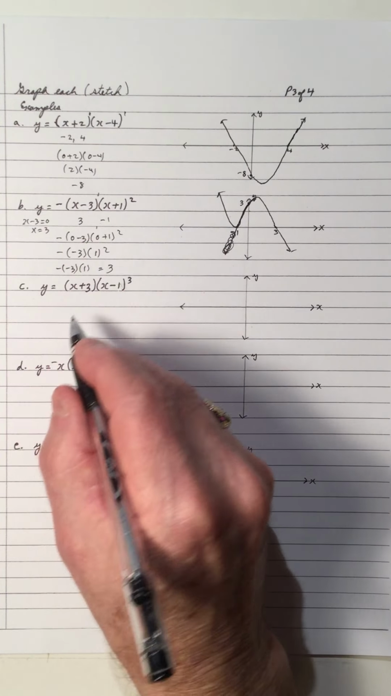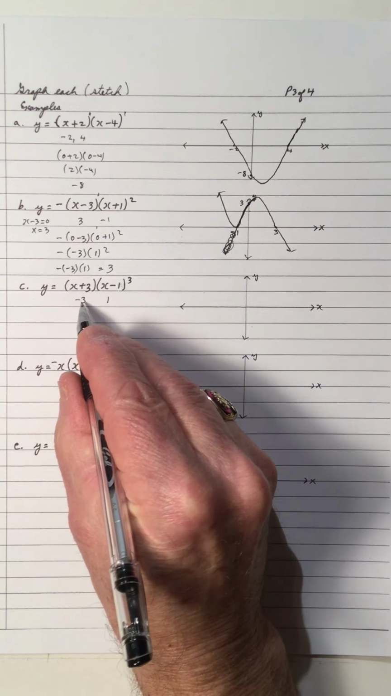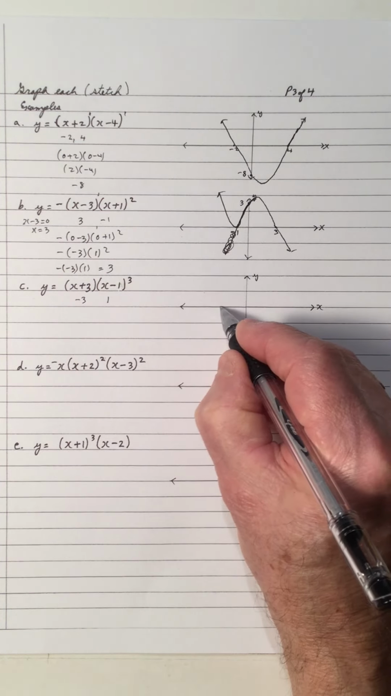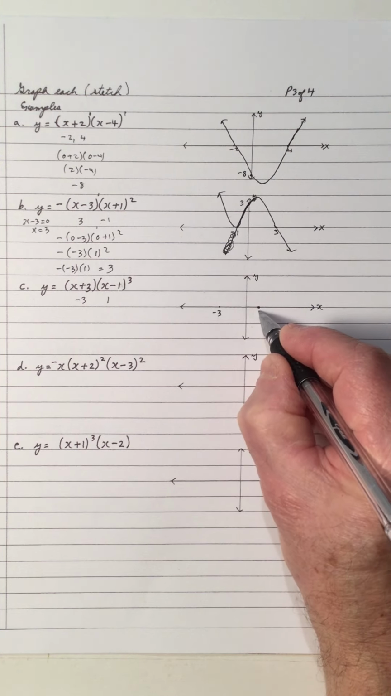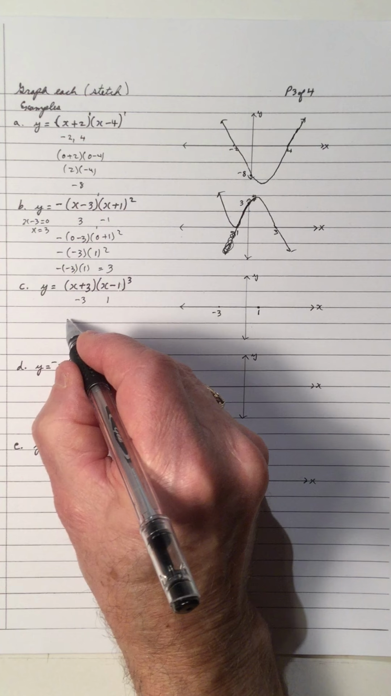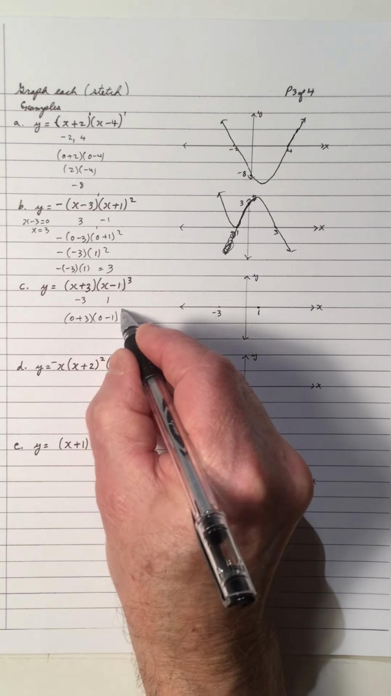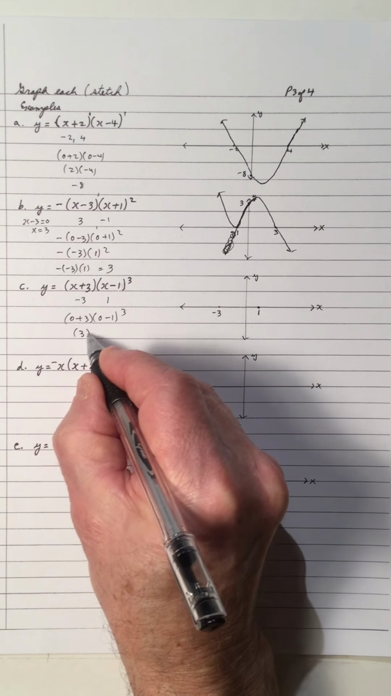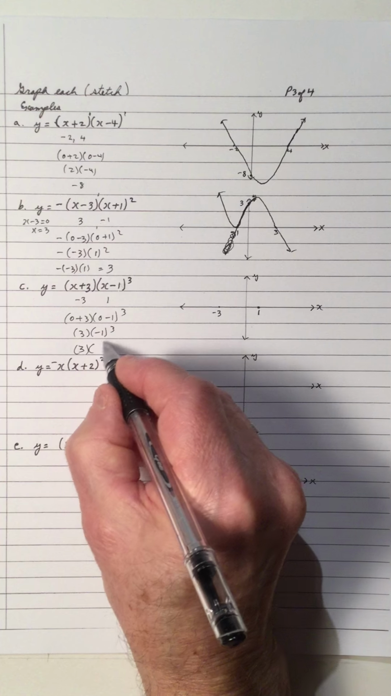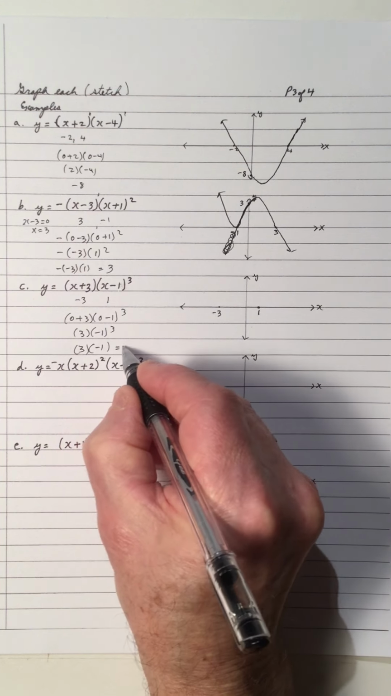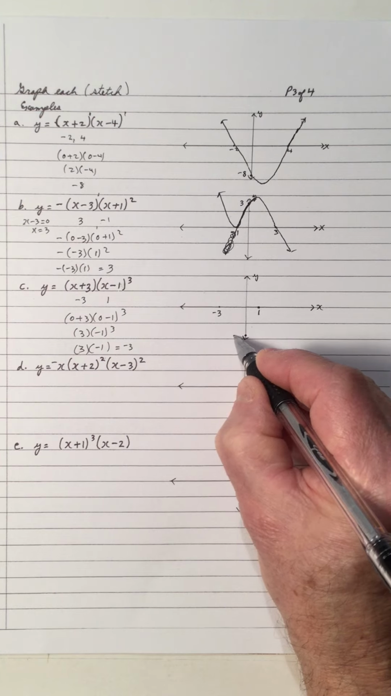Let's do another one. We've got x-intercepts of -3 and 1. So the x-intercepts are -3, let's say it's right there, and 1, let's say 1 is right there. And what's the y-intercept? We let x equal 0, and we get 3, -1 cubed. -1 cubed is -1, so that becomes -3.